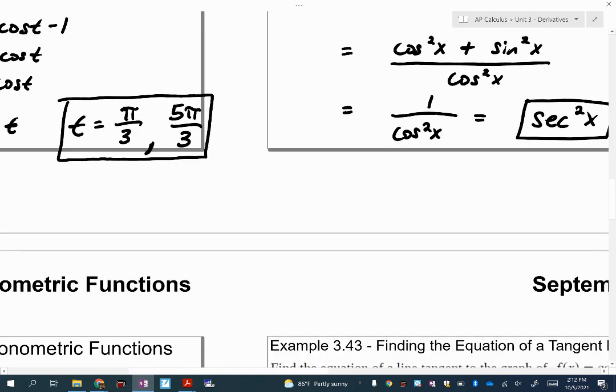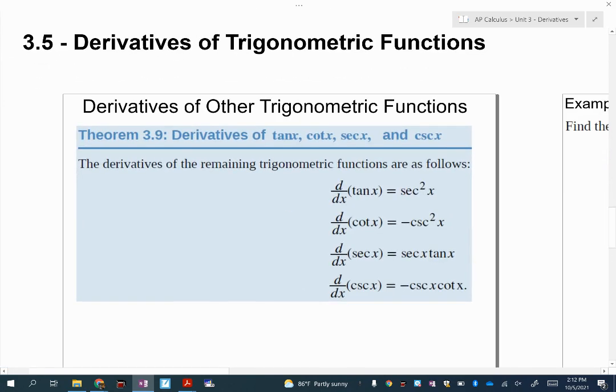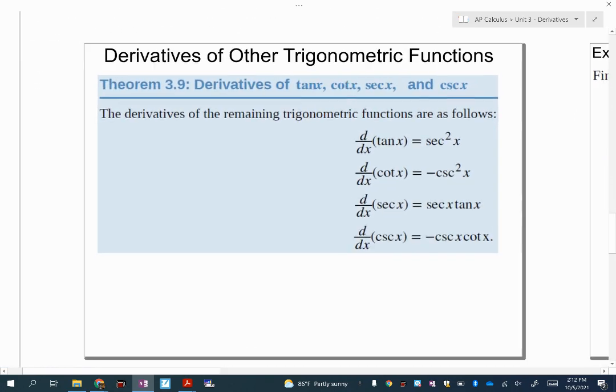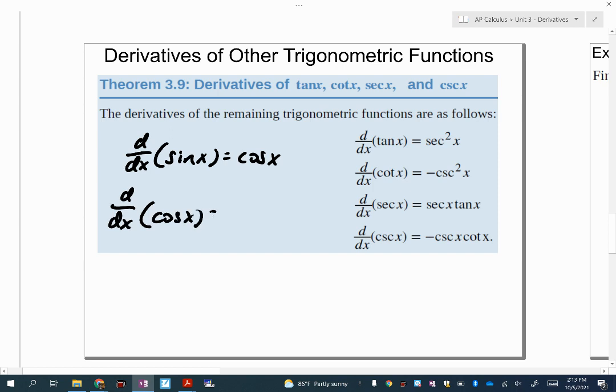All right, so you look over here and it's in the box, so no stressing, right? These are the derivatives of the remaining functions. So, don't forget, the derivative of sine of x is cosine of x, and the derivative of cosine of x is the opposite of the sine of x. All right, so those are the 6 that we'll be using.